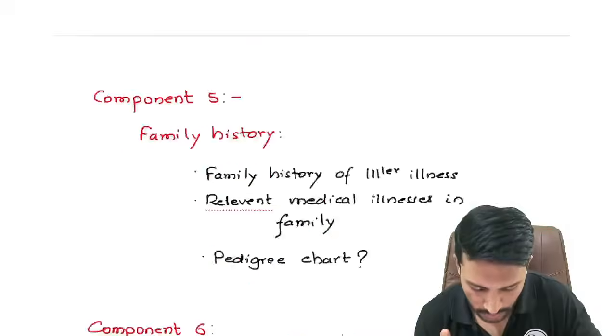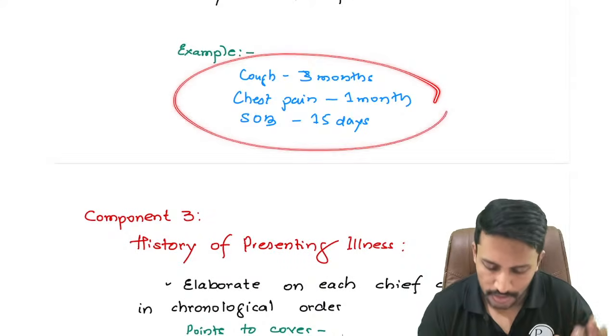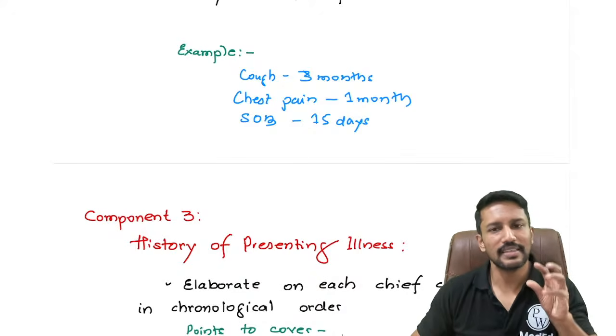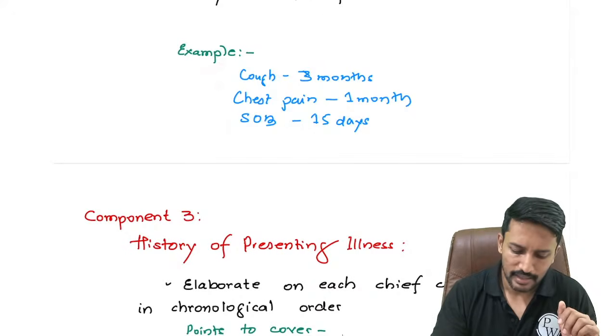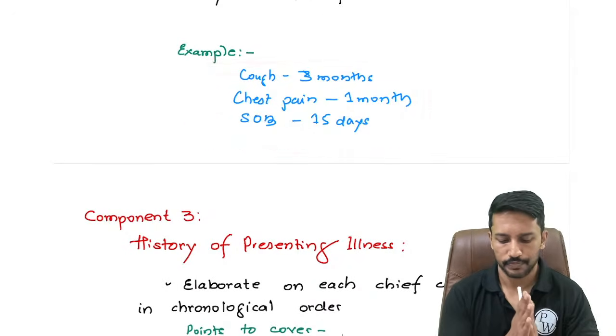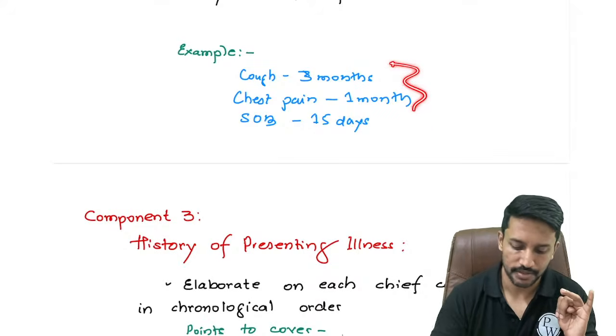Just to give you a small task now, here I had listed some complaints, right? This patient presented with cough, chest pain, and shortness of breath. At least at this level, we have not done any history taking or anything. We have only documented complaints. Tell me what are the differential diagnoses you can think of for someone with cough, chest pain, and shortness of breath with the duration that is mentioned here.